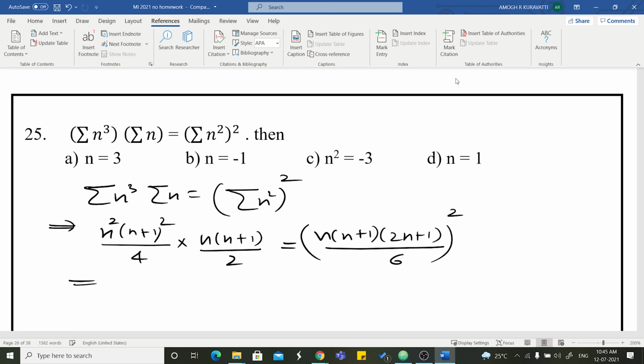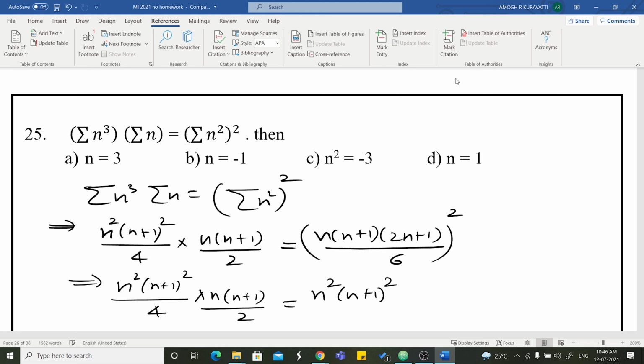Simplify. So here n square of n plus 1 whole power 2 by 4 into n plus 1 by 2 is equal to n square into n plus 1 whole square into 2n plus 1 whole square by 36. So among LHS and RHS, what is common? N square is common, n square cancels. Then n plus 1 whole square, n plus 1 whole square cancels.